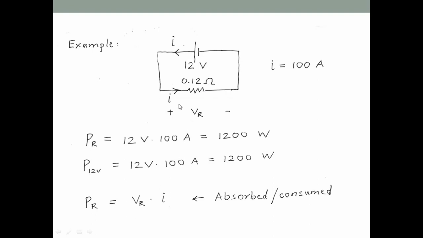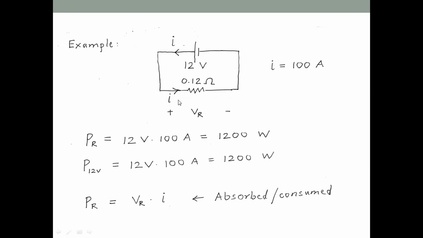So now we know that the power consumed by the resistor is 12 volts times 100 amperes, so 1200 watts. And of course the power supplied by the voltage source has to be the same, 1200 watts, voltage times current. Now if you look at the polarities, we see that I in this circuit is positive, 100 amp positive, and we see that VR times I is positive, which means that with this convention the resistor absorbs power.